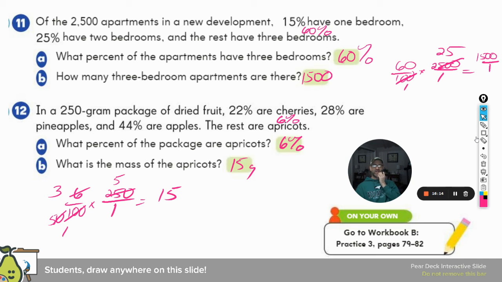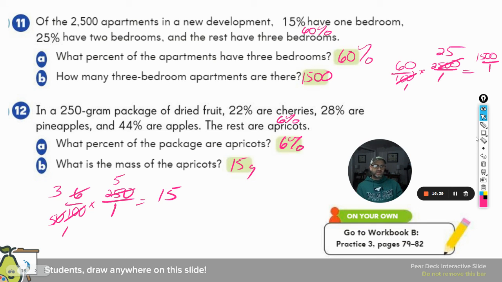And here's my work. In the apartment problem, you got 15% 1 bedroom, 25% 2 bedroom, 60% with the 3 bedrooms. That's your 60% there. 60% of 2,500, 60/100 times 2,500 equals 1,500. Boom.